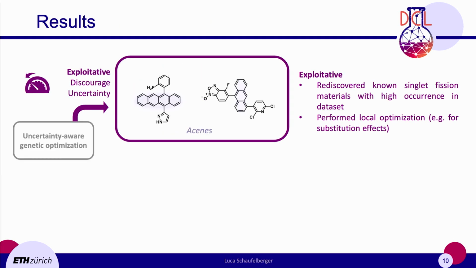In terms of the nice chemistry that we discover here, we start off with the exploitative case where we discourage machine learning uncertainty. What we discover here is that we rediscover known singlet fission materials that have a high occurrence in our data set. So the acenes that I've highlighted here with this, oh, you can't really see this on the projection, too bad. But the acenes, we've seen them before, with these fused rings that have a really high occurrence in our data set. And so they're predicted with high accuracy, aka low uncertainty.